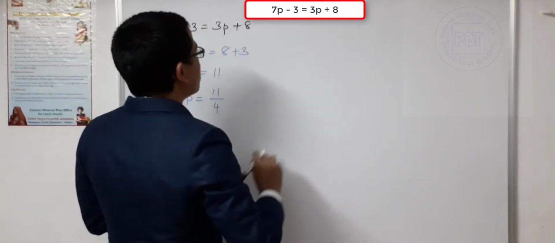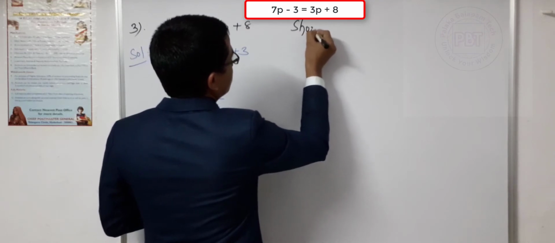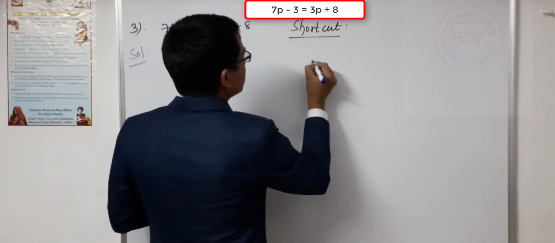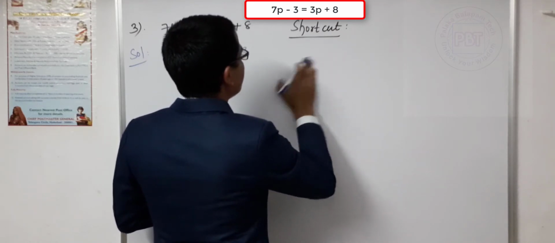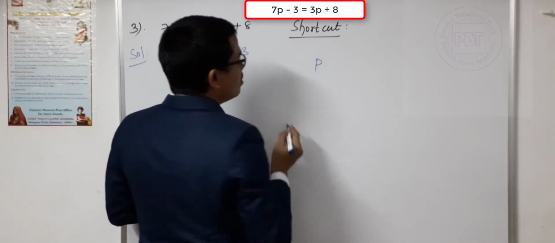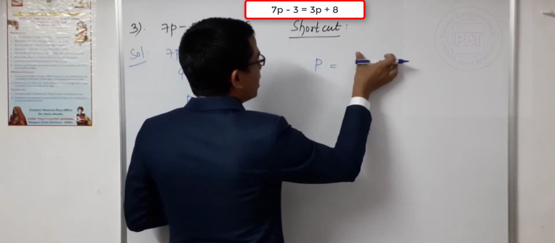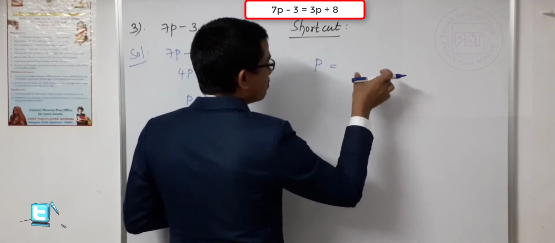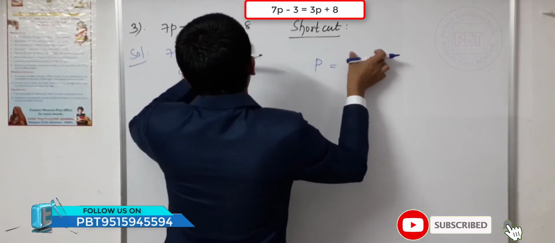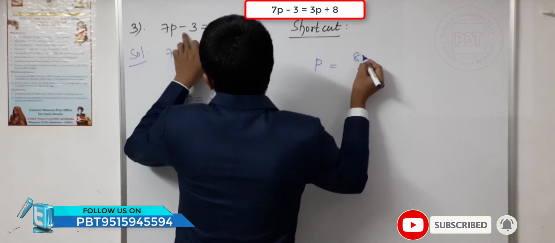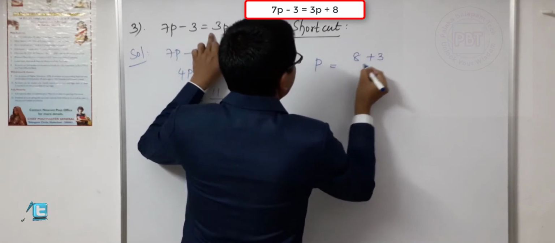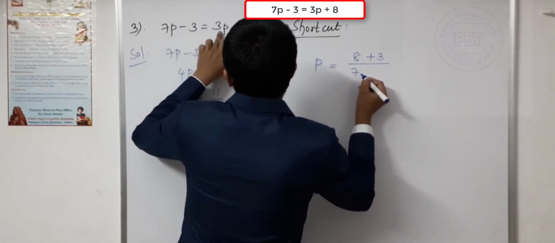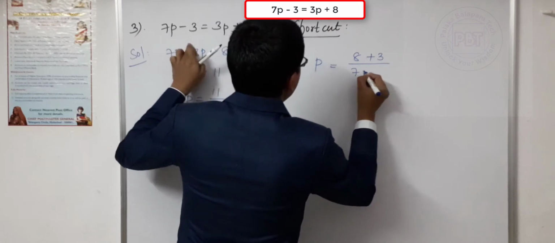Now let us see the shortcut method for this. Directly I am going to write the value here. The variable here is p, so p equals, in the numerator we always write the constants, and in the denominator we write the coefficients of the variable. The constants here are plus 8 and minus 3, which becomes plus 3, divided by the coefficient of the variable, which is 7, and the other coefficient of the variable is 3, which on this side becomes minus 3.